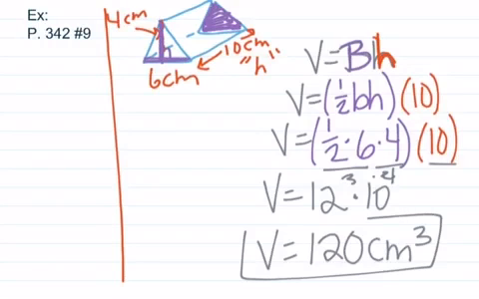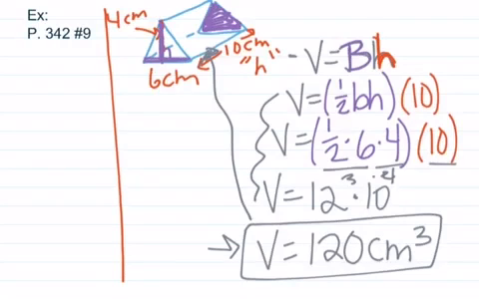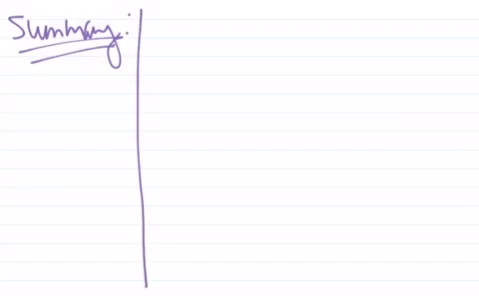centimeters cubed. If we were going to fill this prism with sand to make a weight, we would need 120 centimeters cubed worth of sand to fill that triangular prism. So again, write your formula, sub in your numbers, and then box your answer. Last step, you'll write your summary and be prepared to share in class. Again, our learning target was applying the formula to find the volume of a prism.